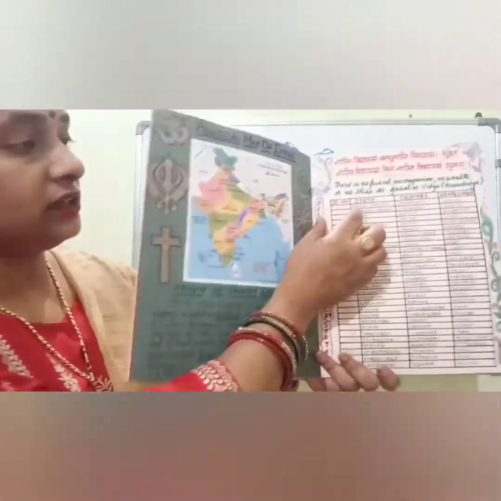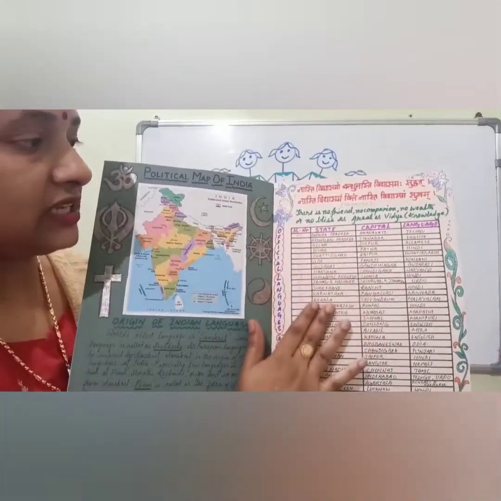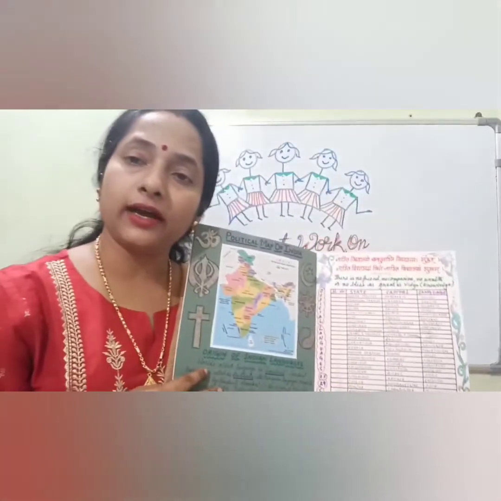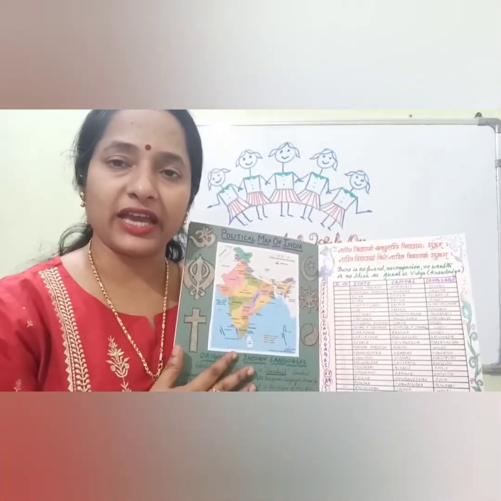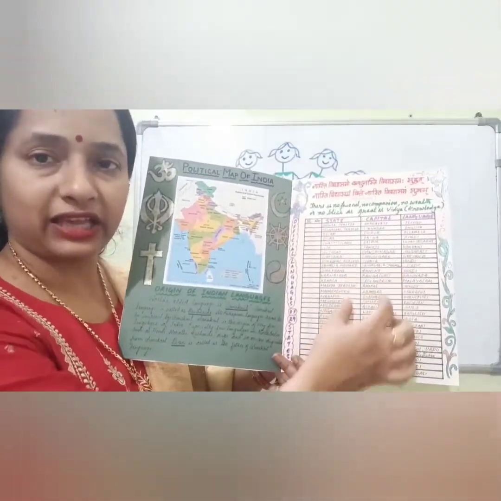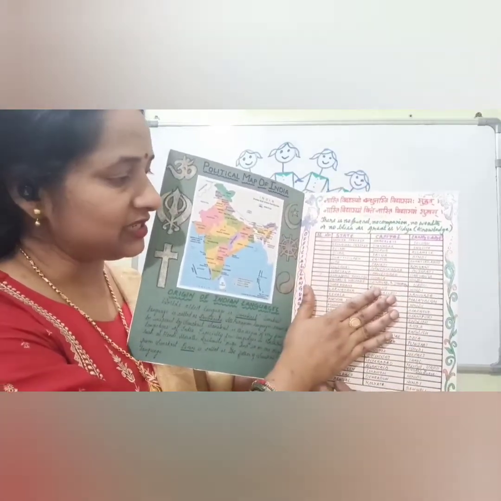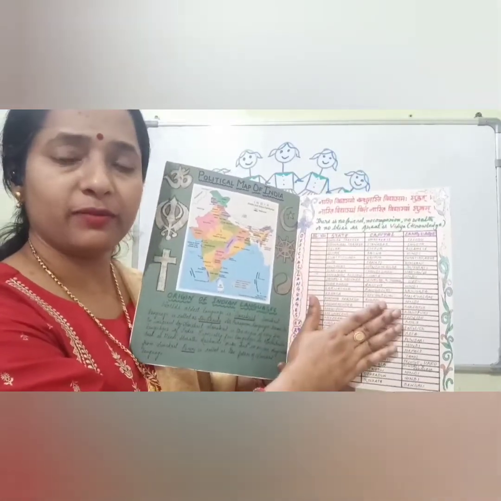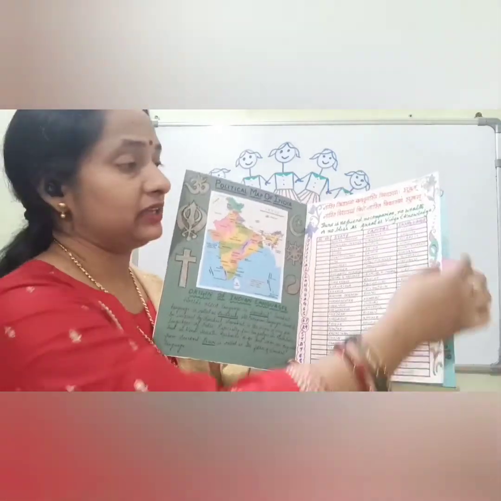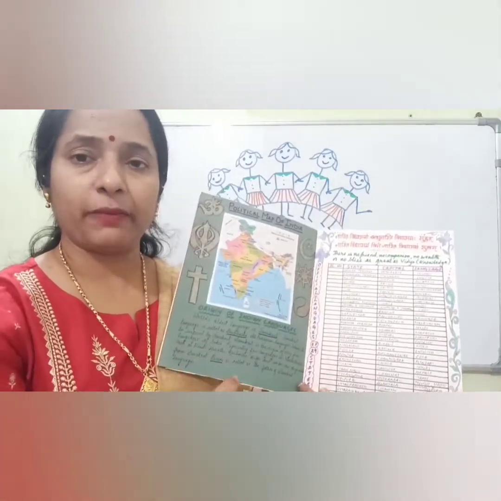Next we have the tabular form for writing the serial numbers, state, capital and languages spoken. Here we all know that our country India has 29 states, and I have written all the names of the 29 states and their capitals and the language spoken in every state. After making this list, it is very informative and important for you. And you can decorate the page in your own way. Then these are the part of introduction.